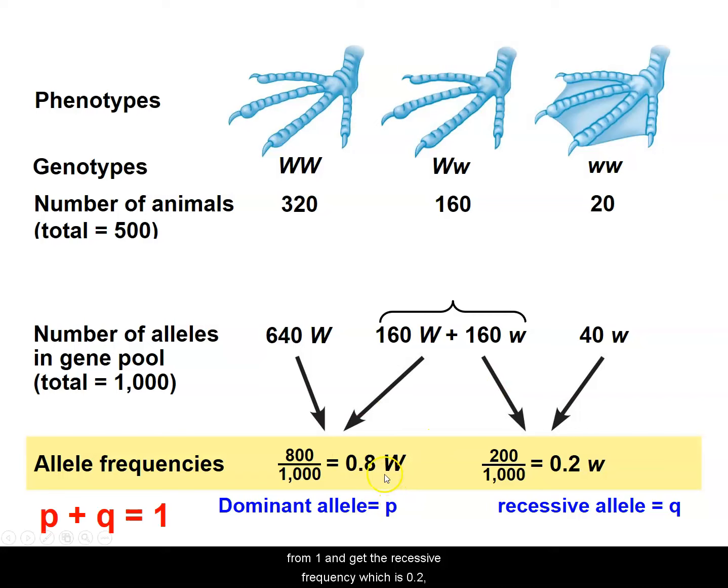By math, you can subtract 0.8 from 1 and get the recessive frequency, which is 0.2. Or you can do it the long way and add 160 little w's from the heterozygotes to the 40 little w's from the homozygous recessive individuals. 160 plus 40 is 200 over 1,000, or 0.2. Now we have our allele frequencies: a P, or dominant allele frequency, of 0.8, and a recessive allele frequency of 0.2. Write those numbers down before we move into the next phase. This is phase 1.